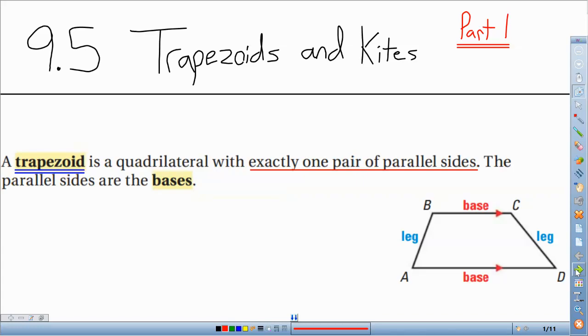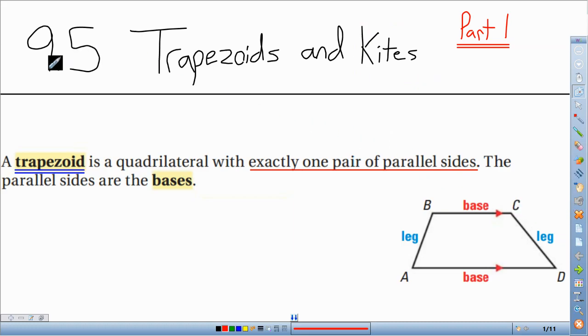Hey everybody. So today we're getting into 9.5 part 1. 9.5 deals with trapezoids and kites. Okay, today for part 1 we're going to be focusing on just the trapezoids, and then in part 2, our next lesson, we're going to get into kites.